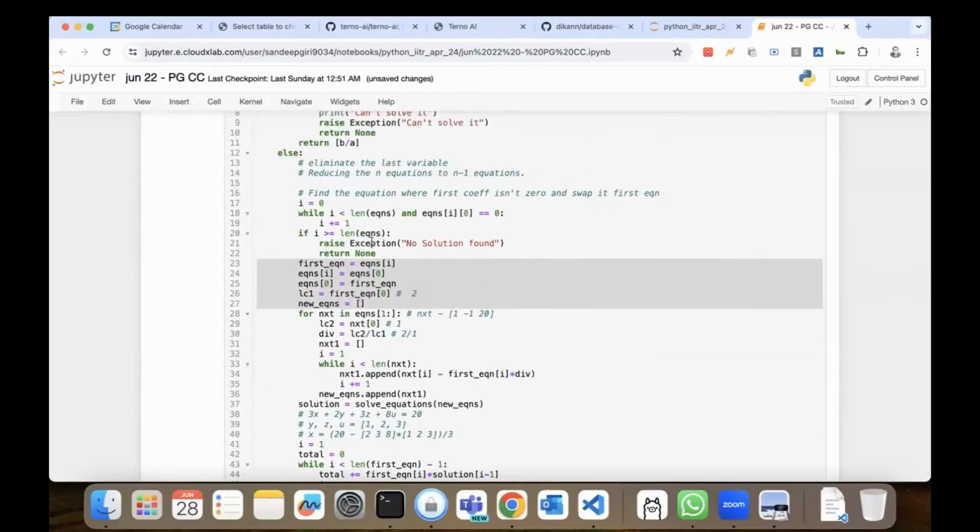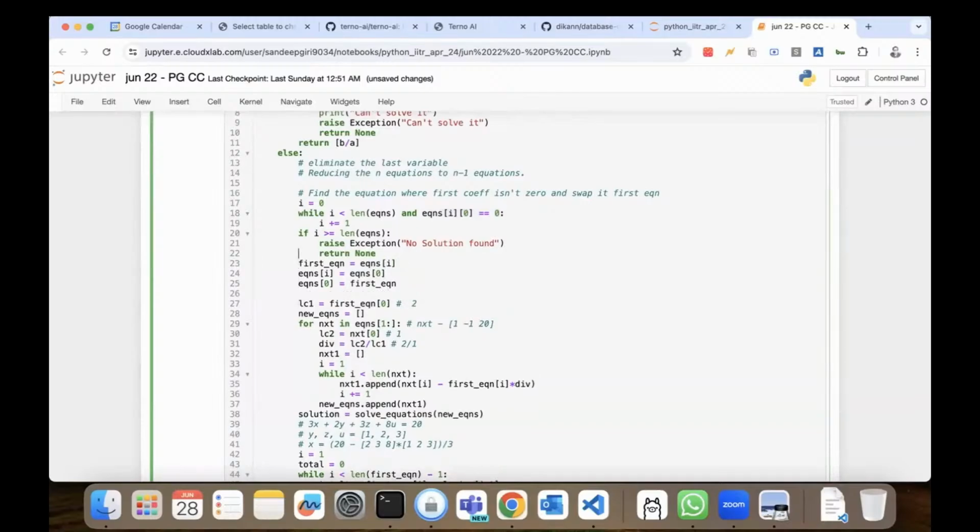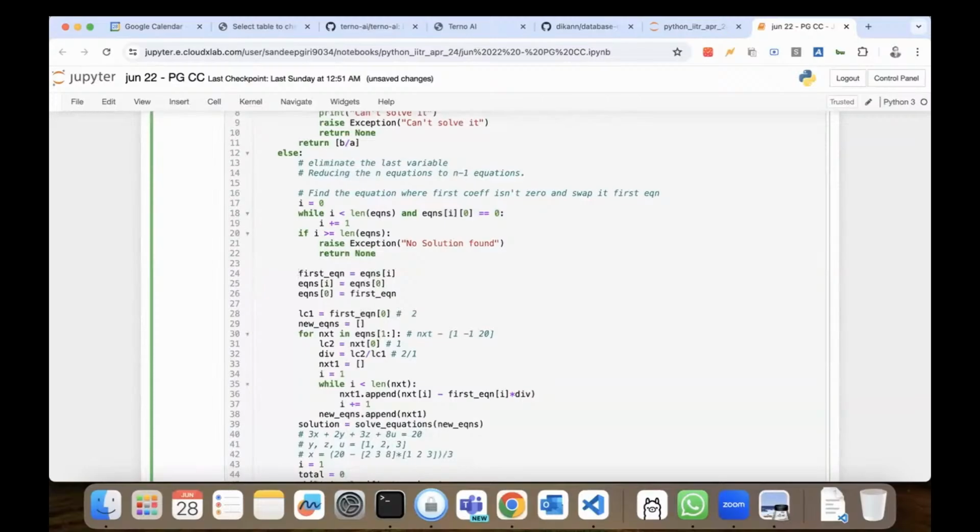So here, when we were looking for the equation with the non-zero, we keep on moving as long as the first coefficient is 0. And then we stop the moment we find non-zero. Here, this is where we are doing the swap. Swap the first equation with non-zero.